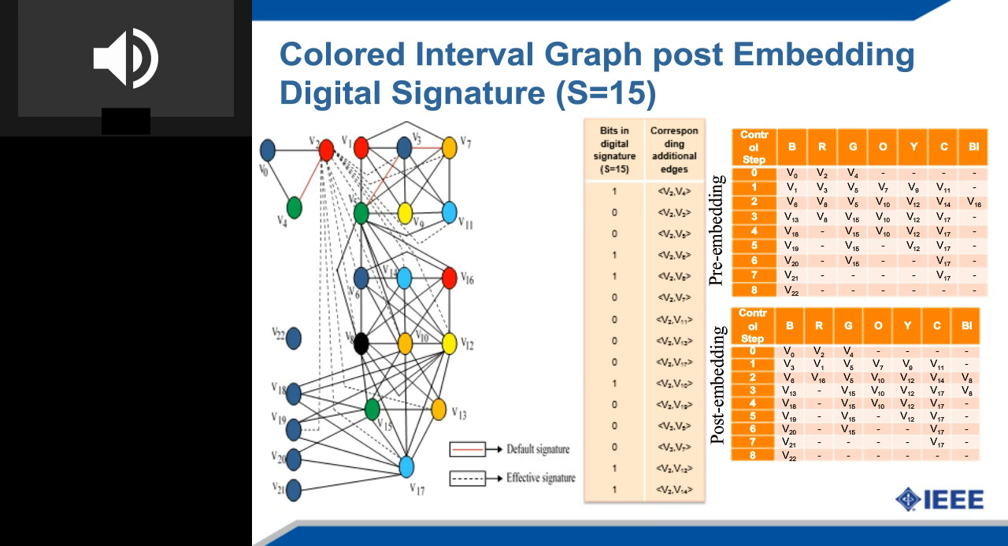So this is exactly what I'm talking about: you can keep doing this until all the corresponding additional edges, which are part of this table, are accommodated completely into this colored interval graph table that you see here. So this is pre-embedding, and after you embed all these additional edges, this is the post-embedding table that is visible.